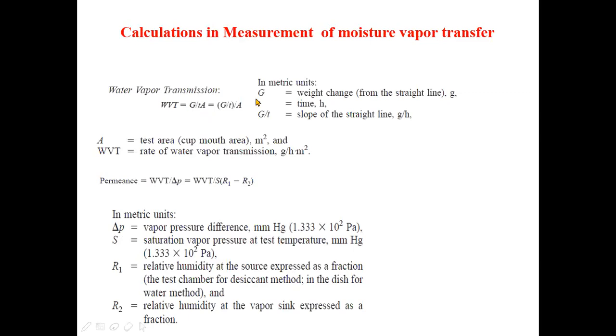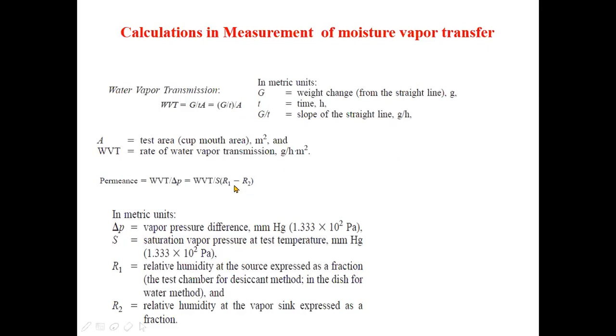What is the G? In the metric unit, G is the change in weight, you can express in terms of gram. And T is the time, you can express the T in terms of hours, and A is the test area. It is expressed in terms of meters. And G by T is the slope of the straight line. That means G by T will represent the rate of change of weight with respect to time.